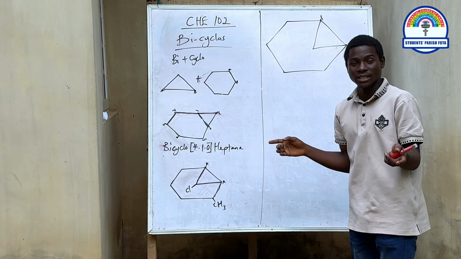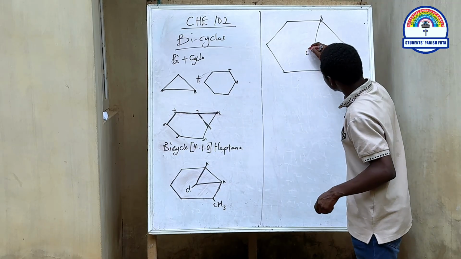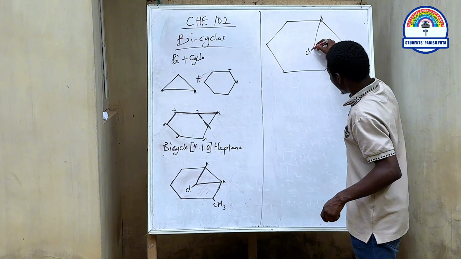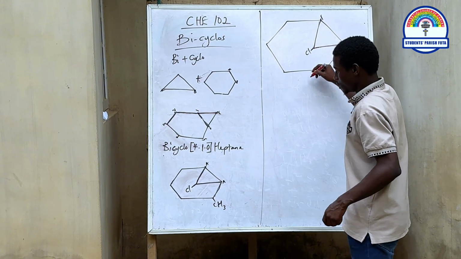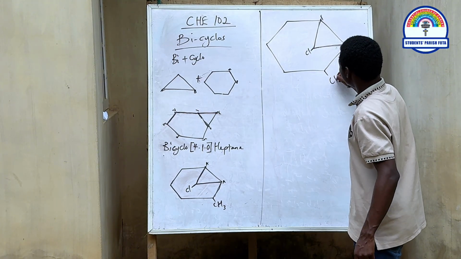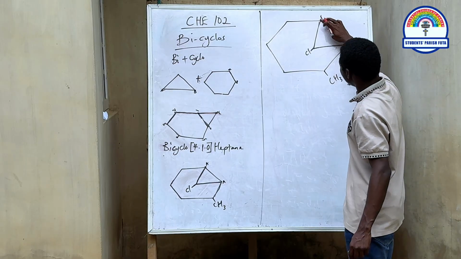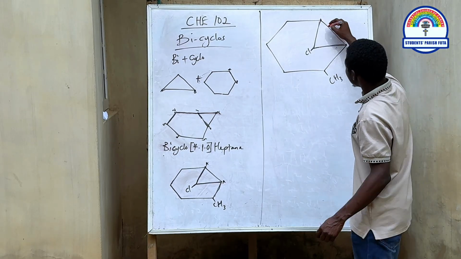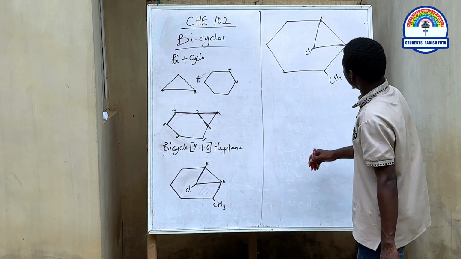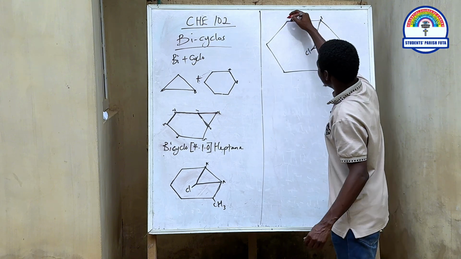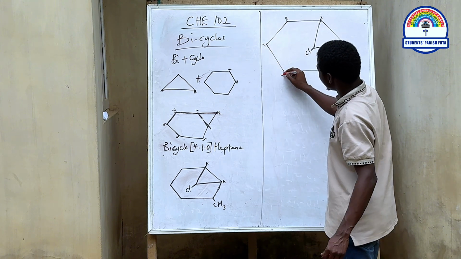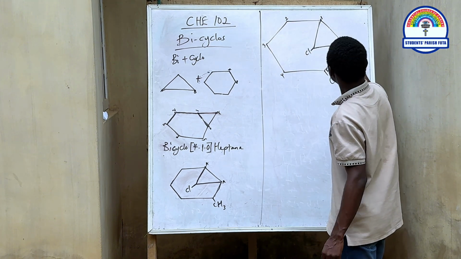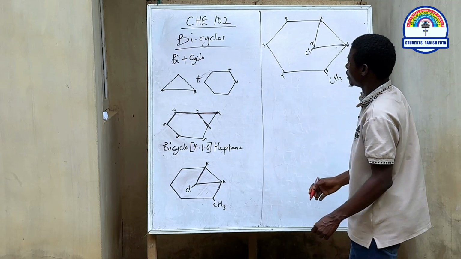We're just concerned about the substituent now. To name the substituent, this is where you have work to do. You ask yourself, if I call this carbon number 1, I have to go this way. So 2, 3, 4, 5, 6, then 7. That's how you got 7.